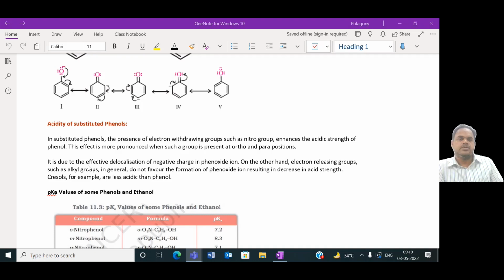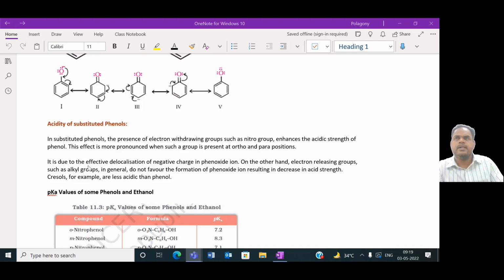Why? What is the reason here? Electron releasing groups like methyl and ethyl will increase the electron density of the benzene ring, and automatically oxygen will get a more electronegative nature. Then proton liberation is quite difficult.